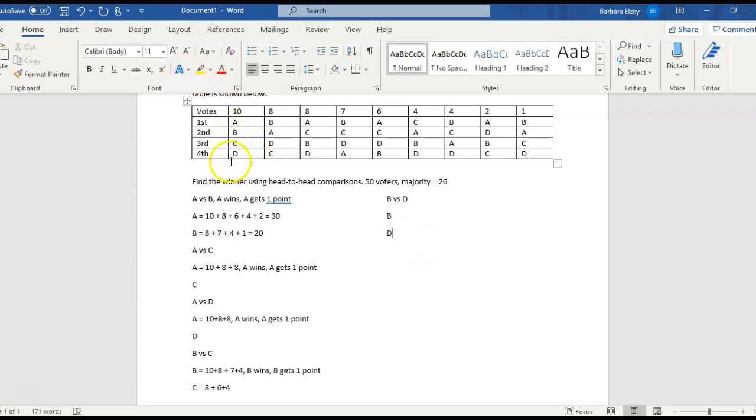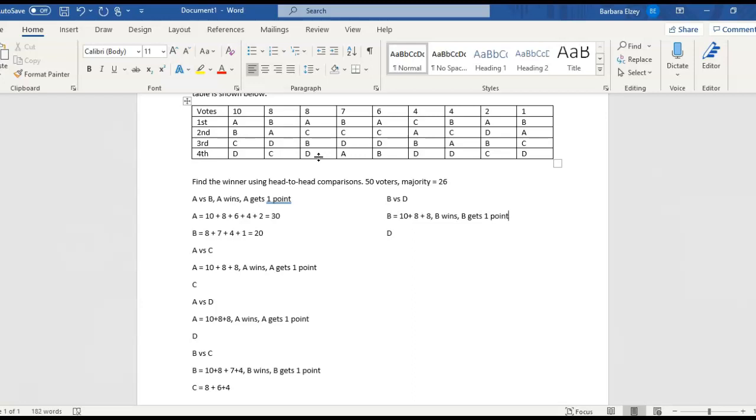Well, let's notice in this first column, B is preferred to D, so it will get the first 10. And of course, the second column, B is above D, so B will get the next 8. And the third column, B is above D, so B will get the next 8. And that's 26 already, so we can tell that B is going to win this. B wins. B gets 1 point.